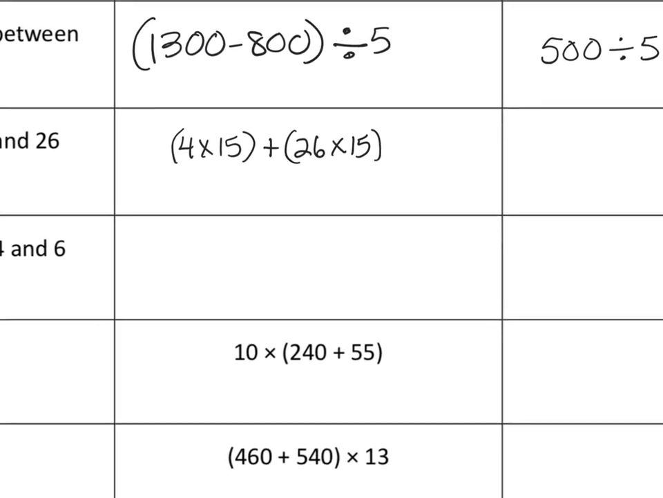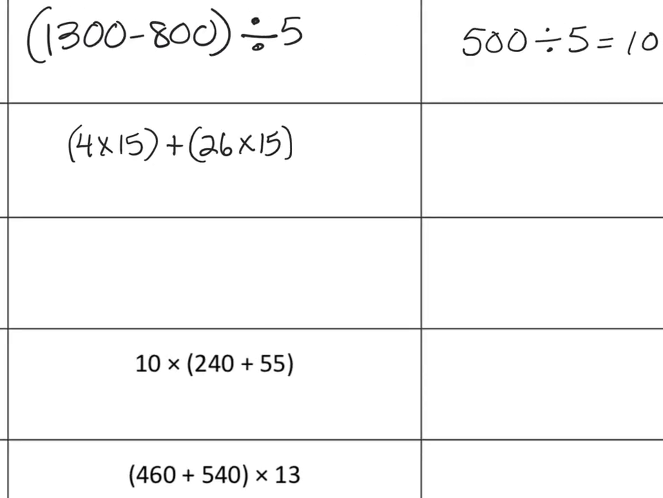Now, let's go ahead and evaluate this expression. Well, 4 15s plus 26 15s, we could actually add that together, and that's equal to 30 15s. And I'm going to rewrite that as 30 times 15. And if we multiply 30 times 15, that is equal to 450. And that problem is finished as well.